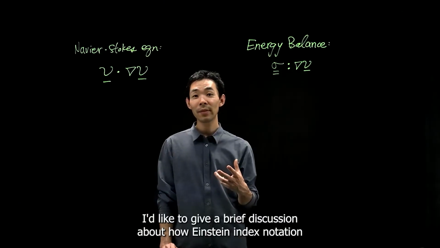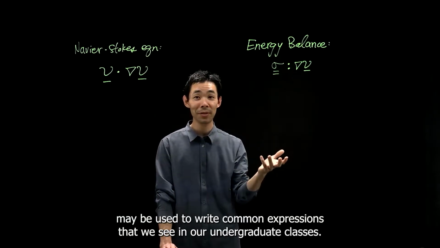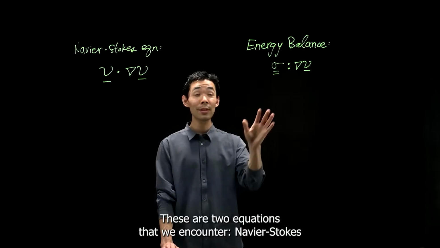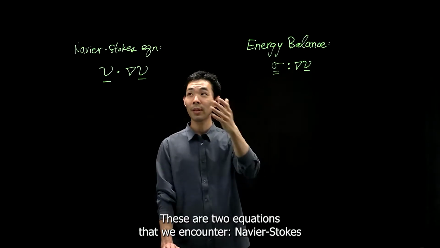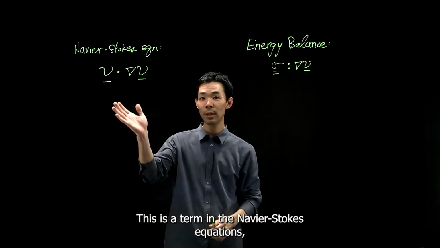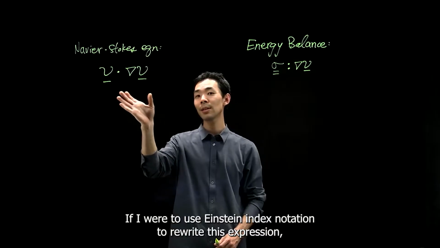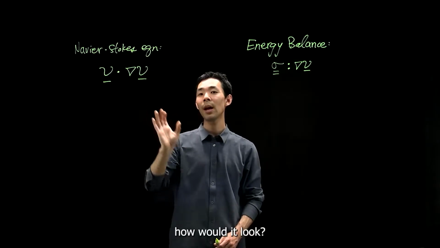At this stage, I'd like to give a brief discussion about how Einstein index notation may be used to write common expressions that we see in our engineering classes. So these are two equations that we encounter, the Navier-Stokes equations and energy balances. And there's a term in the Navier-Stokes equations, which is a turbulence term, that looks something like this. Okay? So if I were to use Einstein index notation to rewrite this expression, how would it look?